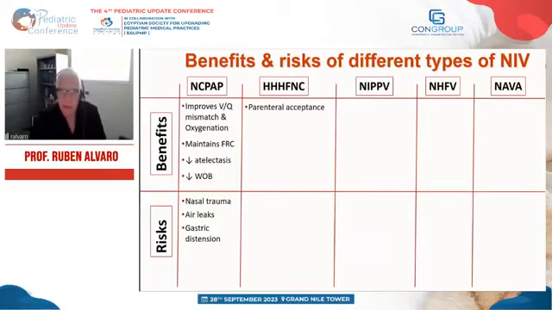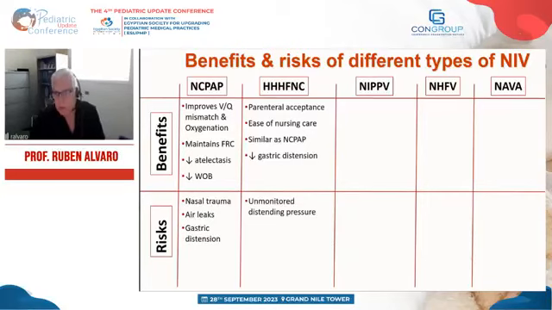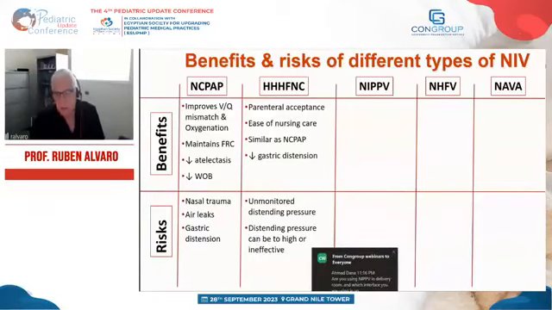The high flow humidified nasal cannula, its benefits are parental acceptance, ease of nursing care, similar effect to nasal CPAP, decreased gastric distension, but the problem is you get unmonitored distending pressure, and that could be risky because you may be giving too much or too little. You have no control on how much pressure you are giving. And again, the pressure could be too high or too low.